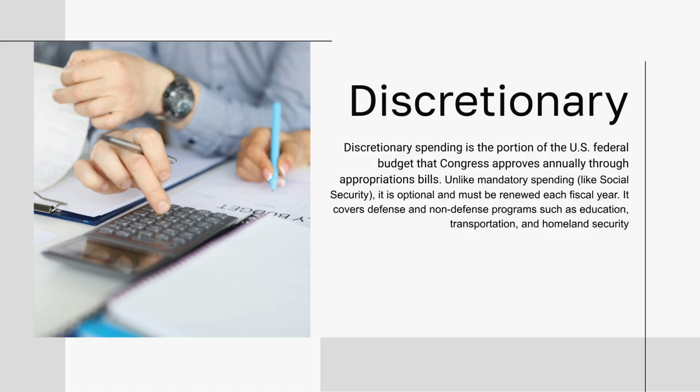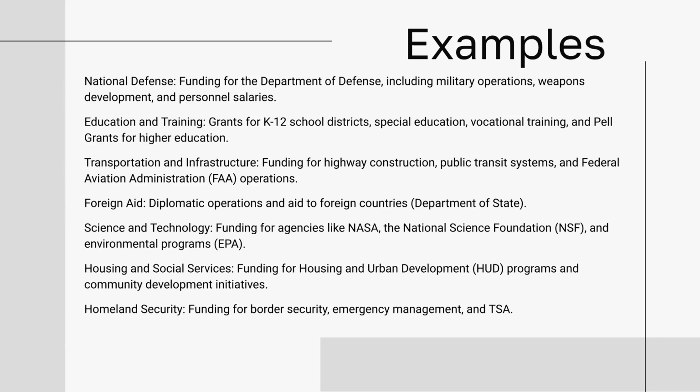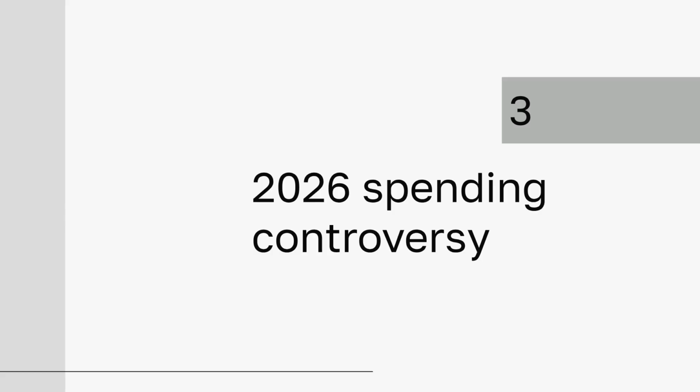Overall, this portion of the budget is where the government has the most control and can adjust spending based on current priorities and needs. Some examples of discretionary spending include national defense, education, foreign aid, and other topics that may change depending on what party is in office and what party has control.